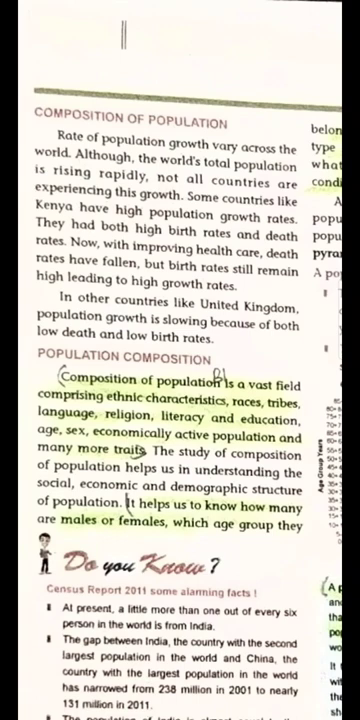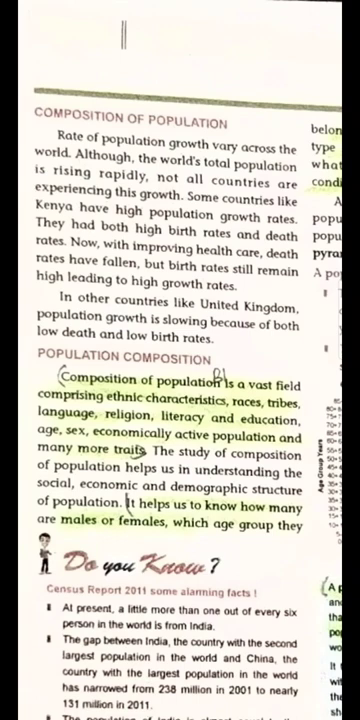Next is population composition. Composition of population has a vast field comprising ethnic characteristics, races, tribes, language, religion, literacy, education, age, sex, economically active population and many more traits. So all these traits are taken into consideration when they are studying the population composition of a region or a nation. Now, the study of the composition of population helps us in understanding the social, economic and demographic structure of the population.